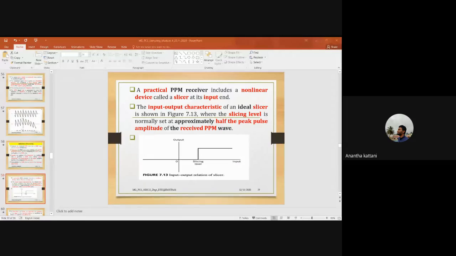I'm seeing something black. The first step is we convert the PPM wave into a PWM wave. After converting that, we apply it to the integrator circuit. We do the integration of that pulse to find the area under each pulse. After doing that, we do the sampling of that integrator. We get the PAM wave. After PAM, we do the demodulation to get back the original message signal. This is the process of getting back the original message signal from the PPM received signal. Okay.